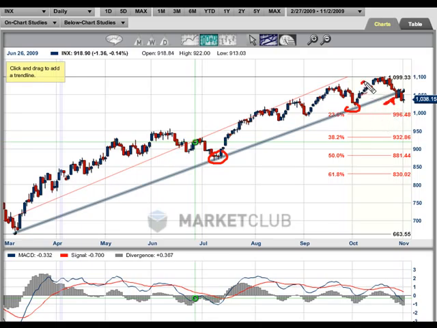So it would occur to me that this is a top. Whether it's a temporary top or a permanent top, we'll have to wait and see, but my guess is that it's going to be a very significant top for this market.